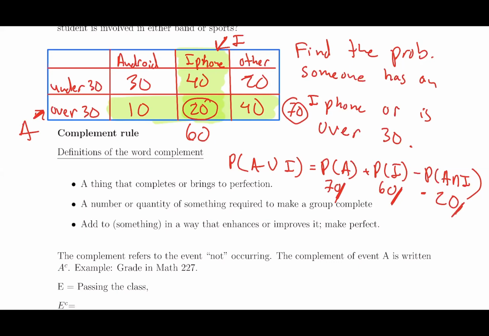Now let me find the total. How many people do we have that are under 30? It's actually 90. So 90 plus 70 gives you 160. All you have to do is 70 divided by 160 plus 60 divided by 160 minus 20 divided by 160. If you look at that, you get 68.75%. And that's how you want to deal with a two-way table.